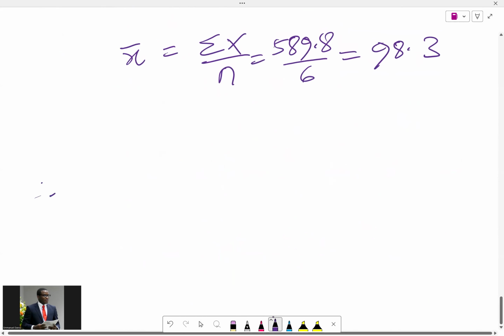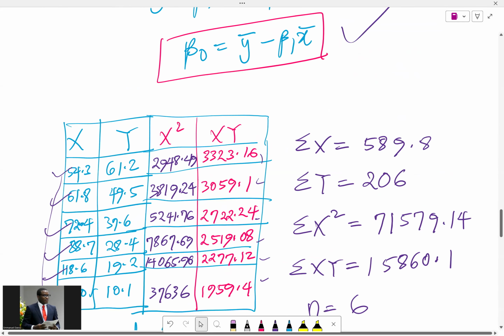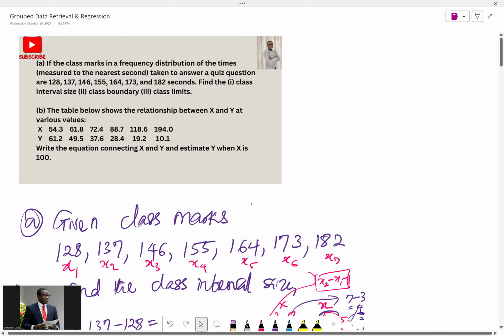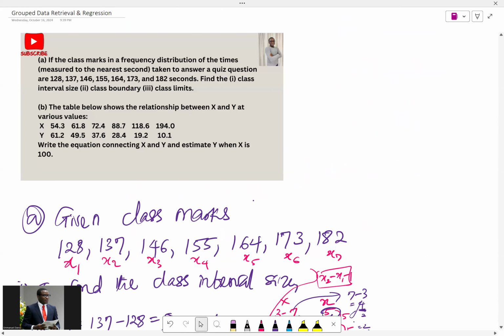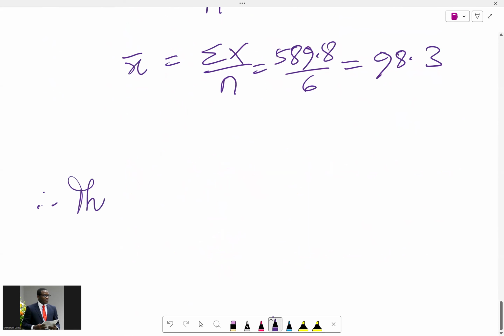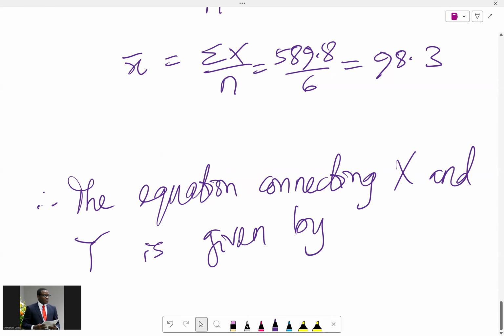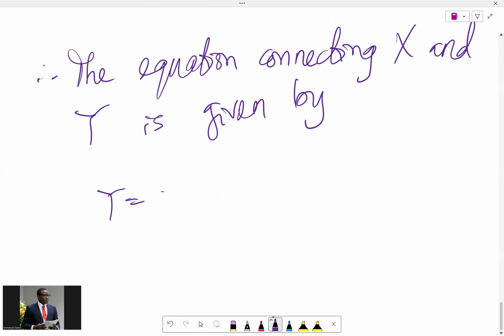We can say, therefore, what's the question? Always answer the question in line with the original question. Always give your solution in line with the original question. So the table below, write the equation connecting x and y. So you can say, therefore, the equation connecting x and y is given by, okay, go again. You can go the long way, beta naught plus beta 1 X.